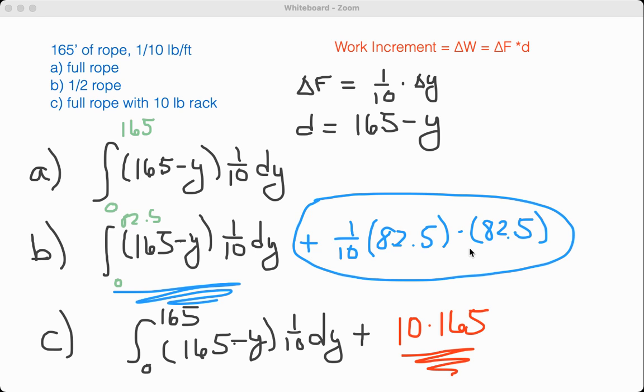So in each of these problems, we have the variable part of the work with the integral. And in parts B and C, we had some portion of this that was a set amount of work. And that's how we solved those three problems.